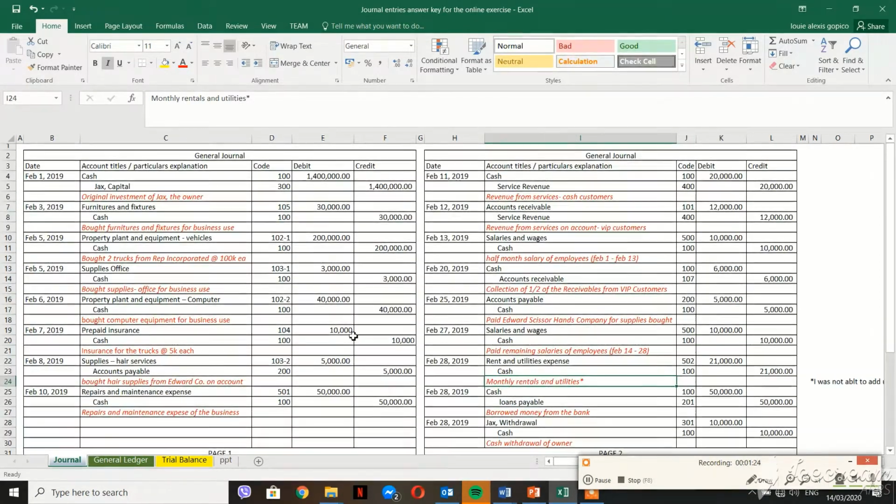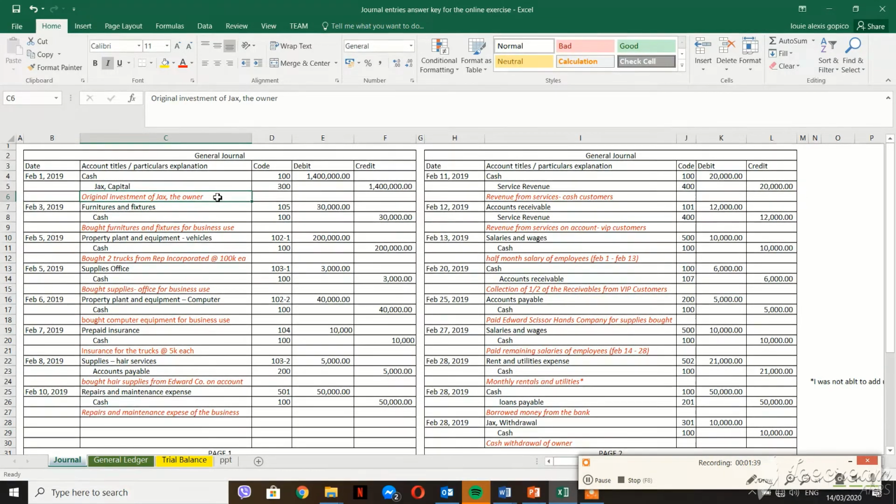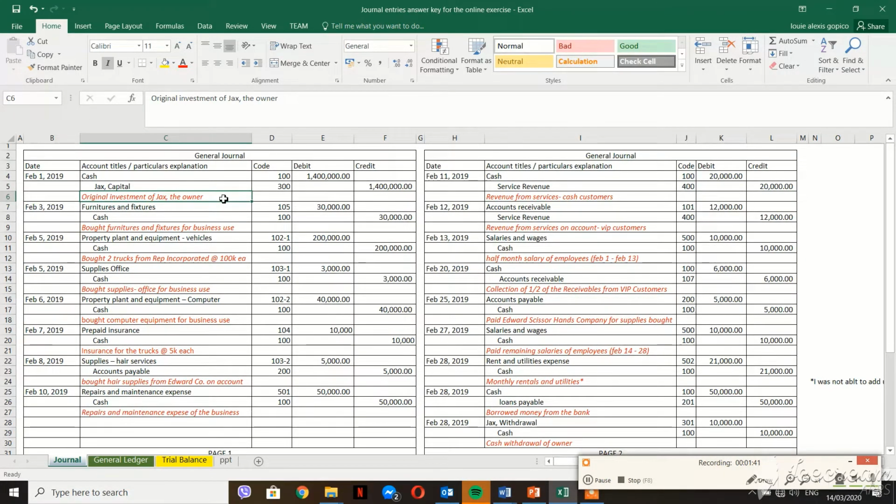Guys, in journalizing a transaction, you should always indent the credit part. Meaning, you should put spaces, okay, for easy understanding. And it is mandatory that you put a short description. Why? To avoid confusion, so that users can understand the transaction, okay?